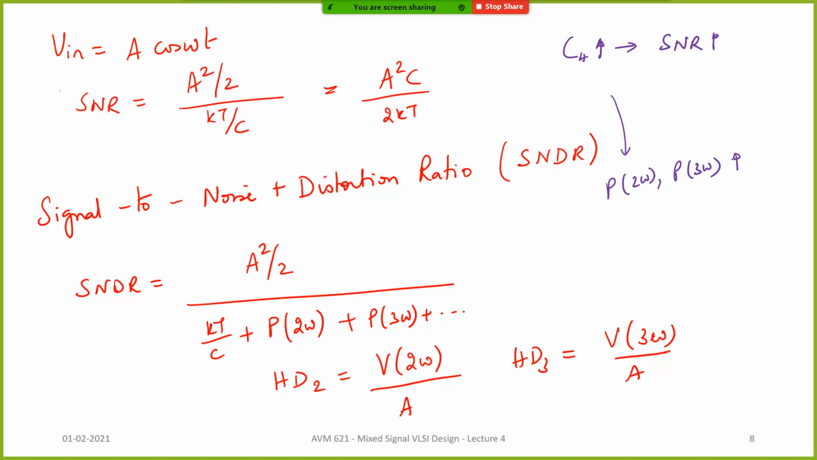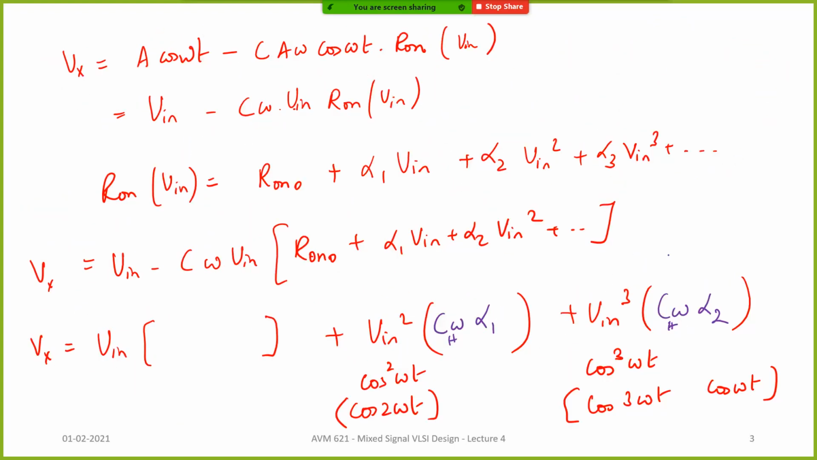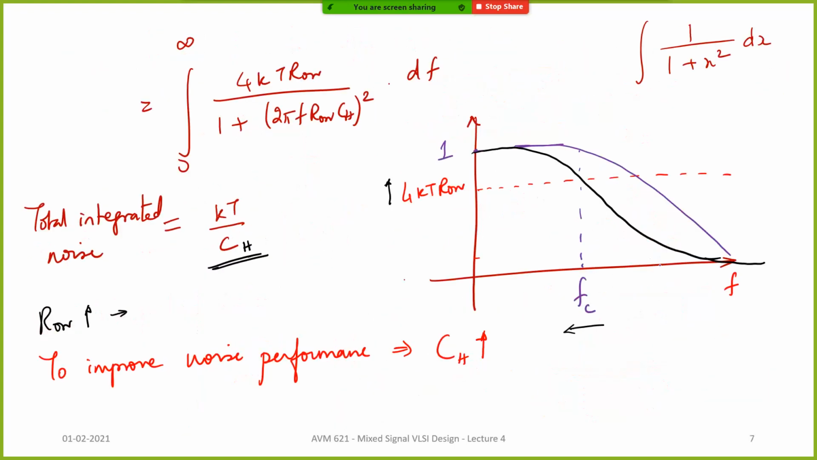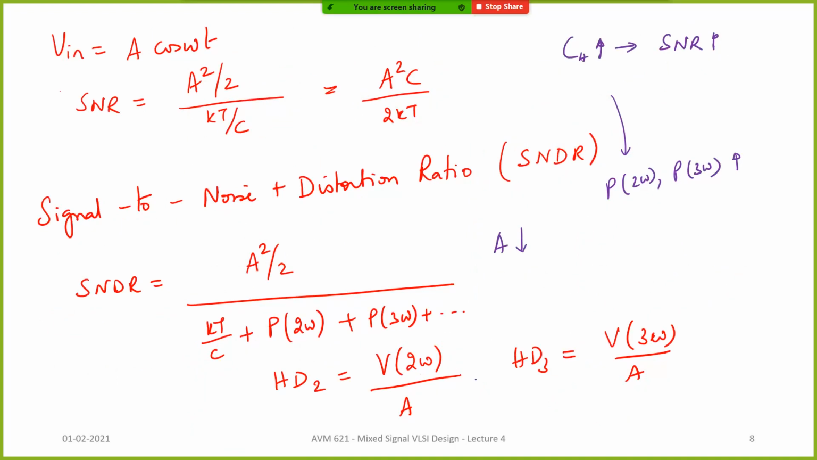Another thing that your HD2 is basically going to depend on is the amplitude A. If you decrease your amplitude, what will happen? What was the expression here? C omega times Vn. So if you say Vn is A squared omega thing, the coefficient of the 2 omega term will also have A squared, right? So V of 2 omega will be A squared C omega alpha 1, and this will have A cubed C omega alpha 2 with some other scaling constants.